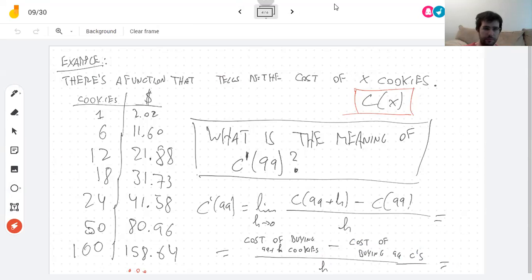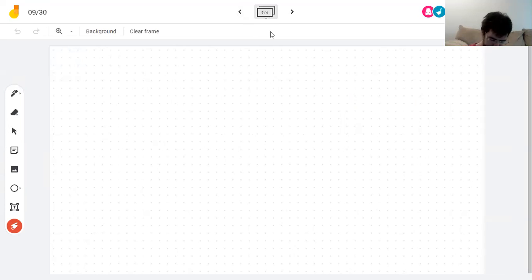This is no copying and pasting. Right? No copying and pasting. Okay. So I have to do it primitively.